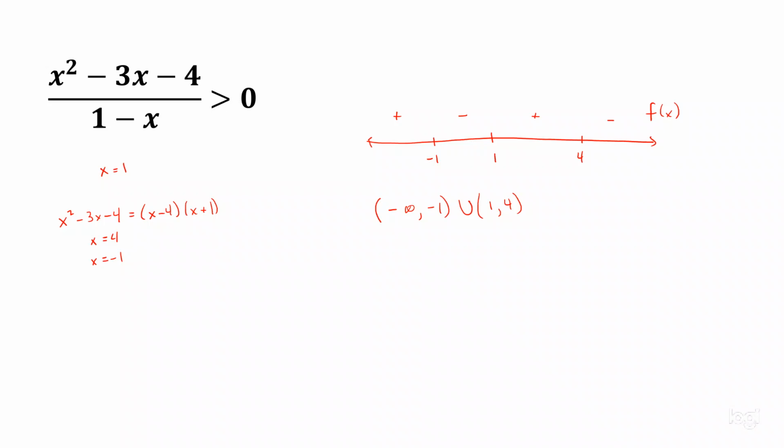Now if we wanted to solve, let's say, x squared minus 3x minus 4 over 1 minus x is bigger than or equal to 0, then we would have negative infinity to negative 1. We're including negative 1 because it's equal to 0 there, union 1 comma 4. We include 4 because it's equal to 0, but we don't include 1 because the function is not defined there. So if this were our inequality, this would be our answer.